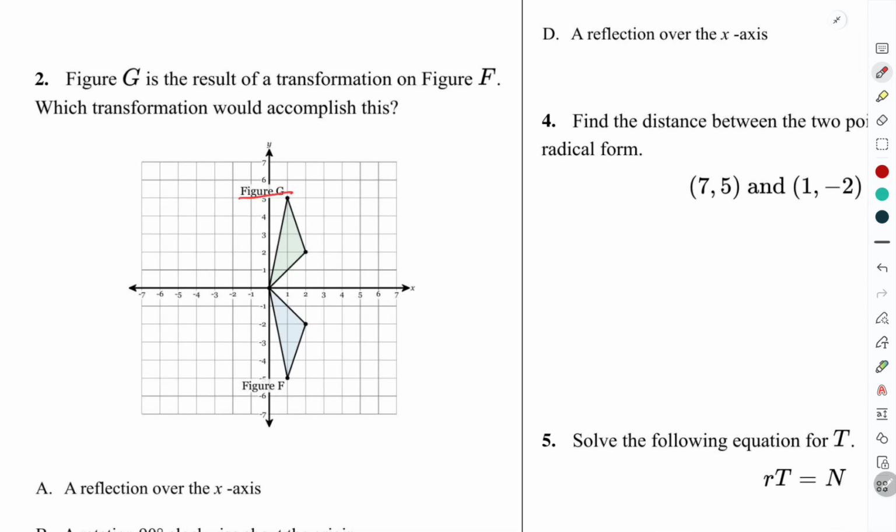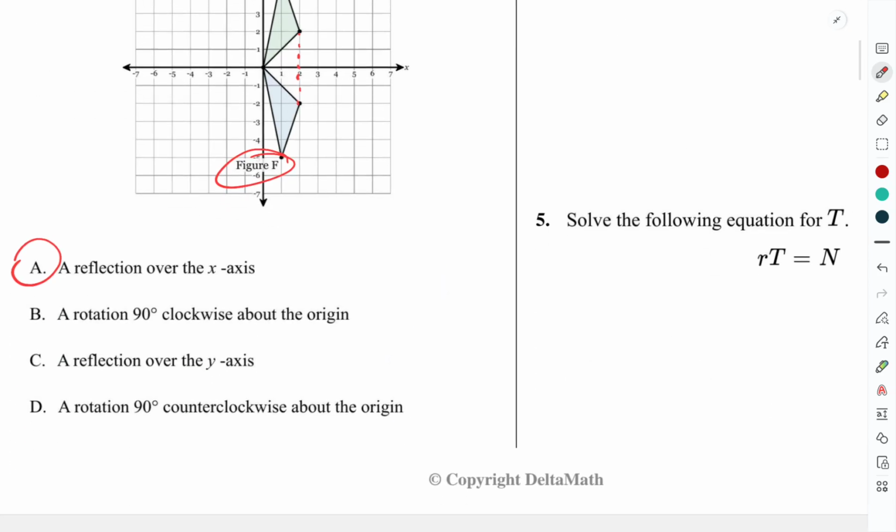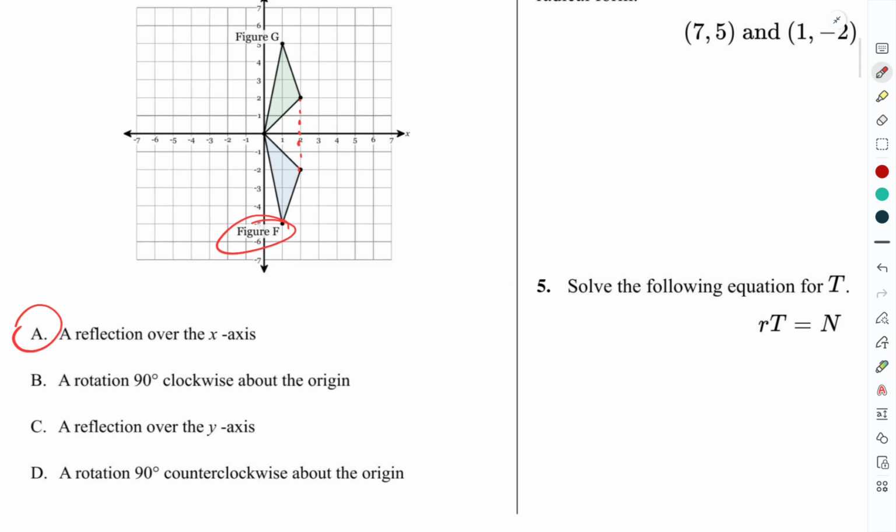Figure G is the result of a transformation on figure F. So figure F is where we're starting, figure G is where we're ending. Which transformation would accomplish this? Without even looking at my options immediately, I notice they do kind of look like mirrors of each other. This angle and this angle are the same. These are right on top of each other. If I folded these pictures on top of each other over the x-axis, they would land perfectly on each other. So that would be my option that I would pick without even looking at the other ones. So reflection over the x-axis.